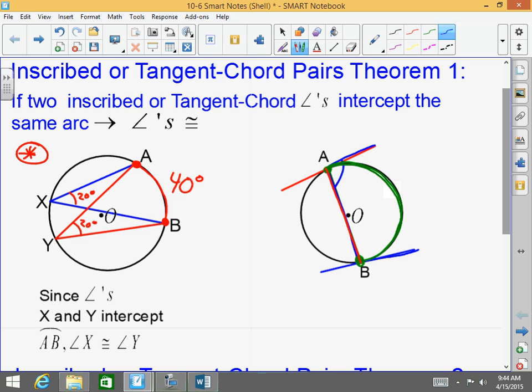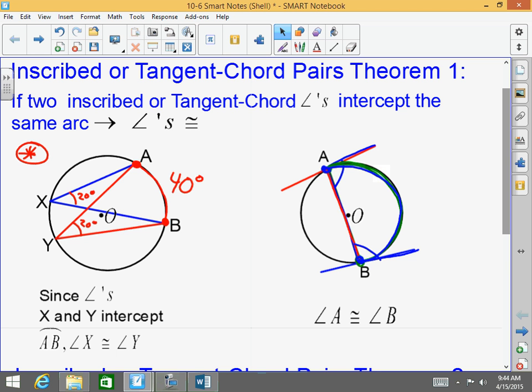Good job. Then angle B here. Does angle B also intercept this same arc AB? So therefore, angle A will be congruent to angle B. Why? Same exact reasoning. Since angle A intercepts arc AB and angle B intercepts arc AB, angle A will be congruent to angle B, period.